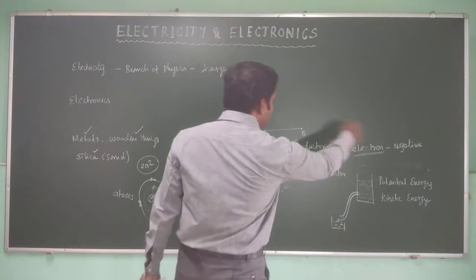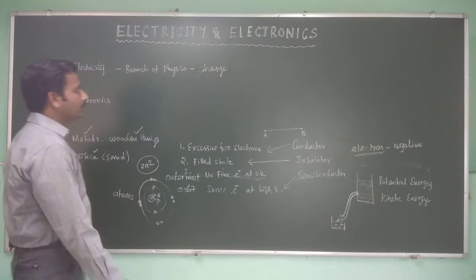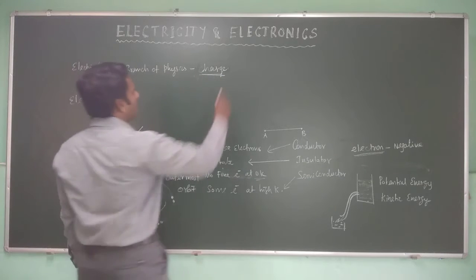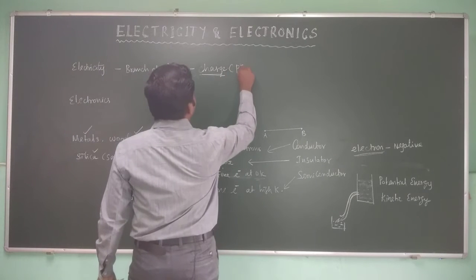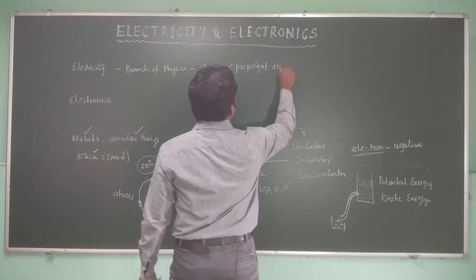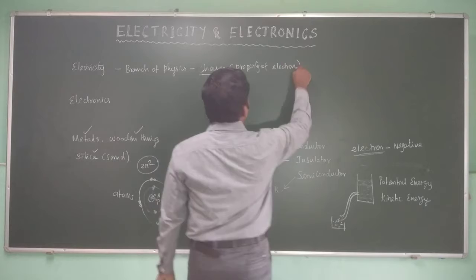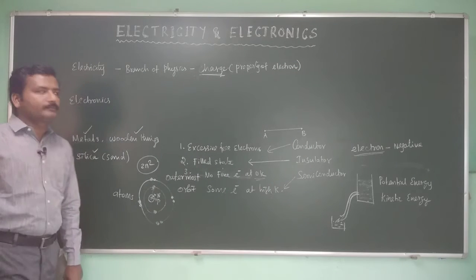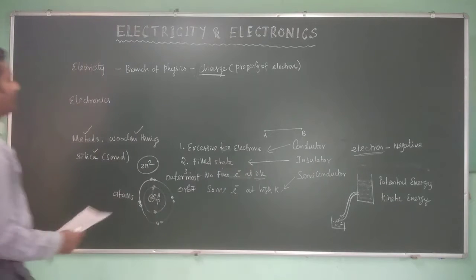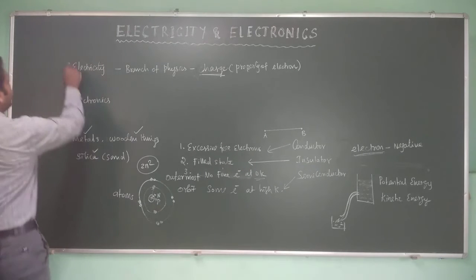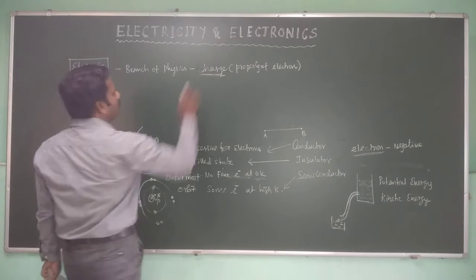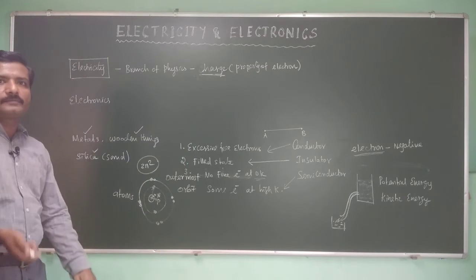Similarly, if we talk about an electron, it has a charge. We will say a property called the charge. Charge is a property of electron, you can say. You can express it in terms of proton as well. Now, electricity is a branch that deals with the charge and its characteristics.